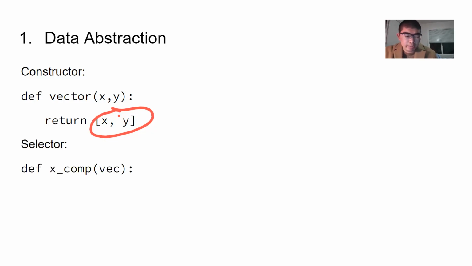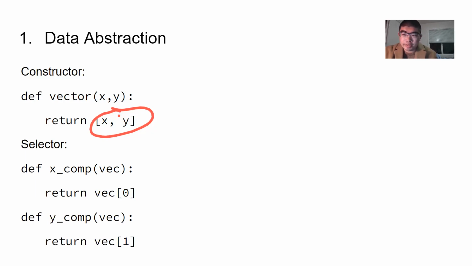And for the selector, I will use two selectors. One is to get access to the x component of the vector, so I return vector[0], and for y I return vector[1]. You don't have to know about the logic of how I access the data in the selector function. You just use the function and it will return the correct result for you. Maybe sometimes it's okay to know about it, but you don't have to. This is the concept of data abstraction.